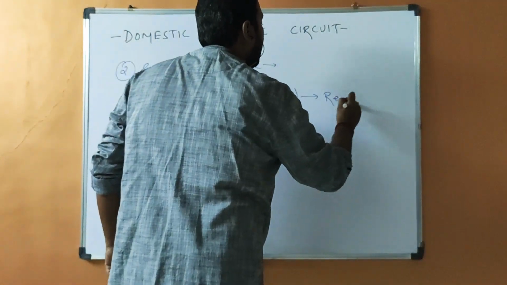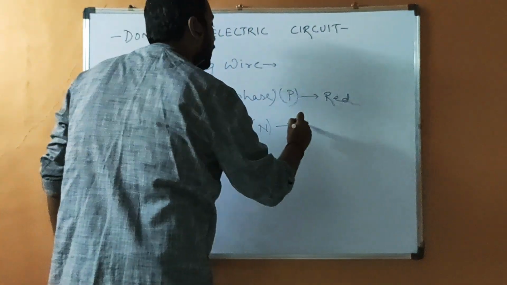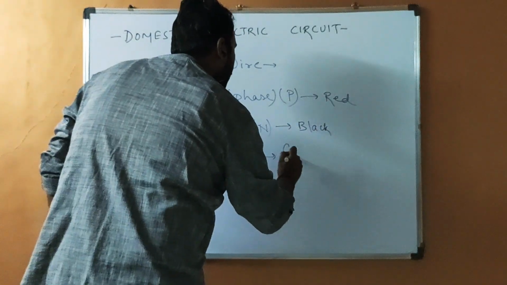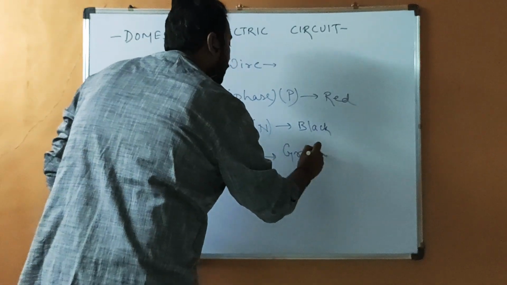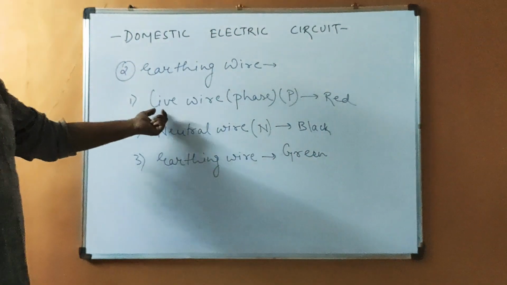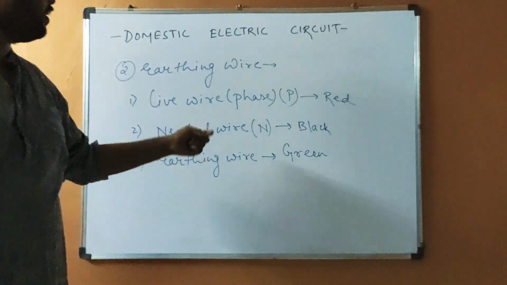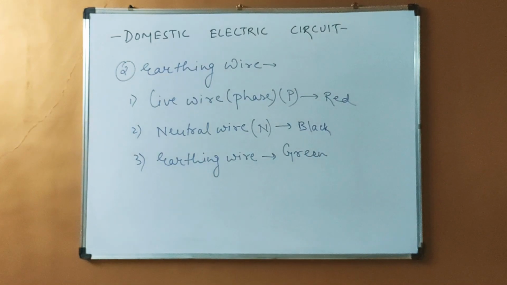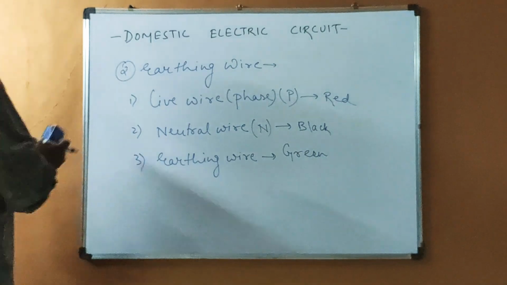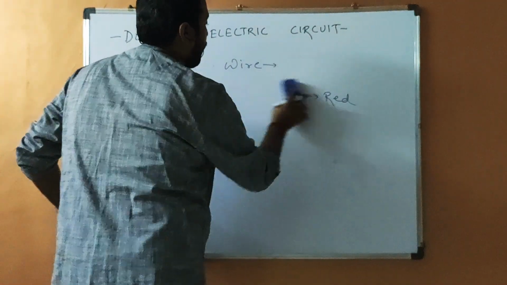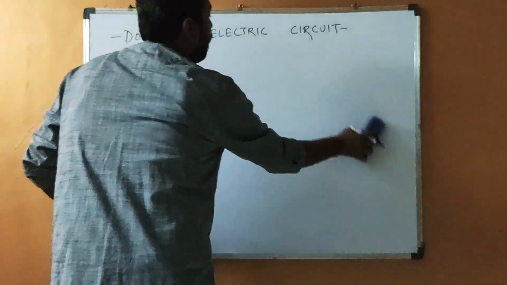Live wire is of red insulation, neutral wire is of black insulation, and earthing wire is of green insulation. These are the colors of the wire. Live wire usually comes in red color, neutral wire comes in black color, earthing wire comes in green color. These are the main three colors that we use in our domestic electric circuit. First I will draw the circuit, then I will tell you how the earthing wire protects us, or what is the use of an earthing wire.